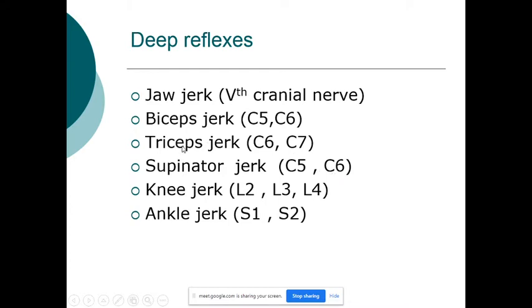Triceps jerk, nerve supply from C6 and C7. Next, the knee jerk, L2, L3, L4. Ankle jerk, S1 and S2. Jaw jerk gets its nerve supply from a cranial nerve. Which cranial nerve? The fifth cranial nerve. All the others get their supply from spinal nerves, but this one gets its supply from a cranial nerve.